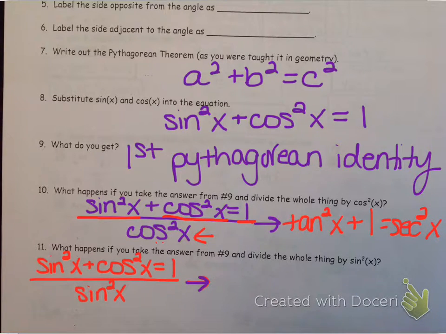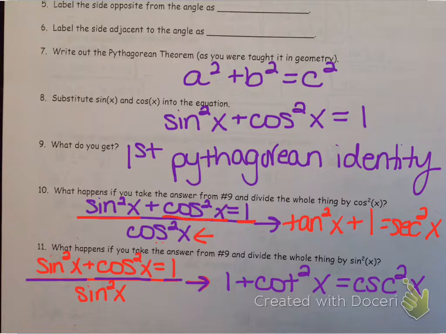Okay, I don't want to make the recording any longer than it's already going to be, so you can pause it if you don't want me to go ahead and work through the rest of the problem for you. But this identity is going to work out to where you do sine squared divided by itself and you get 1, plus cosine squared divided by sine squared is cotangent squared, and 1 divided by sine squared is cosecant squared. And that is the third Pythagorean identity.